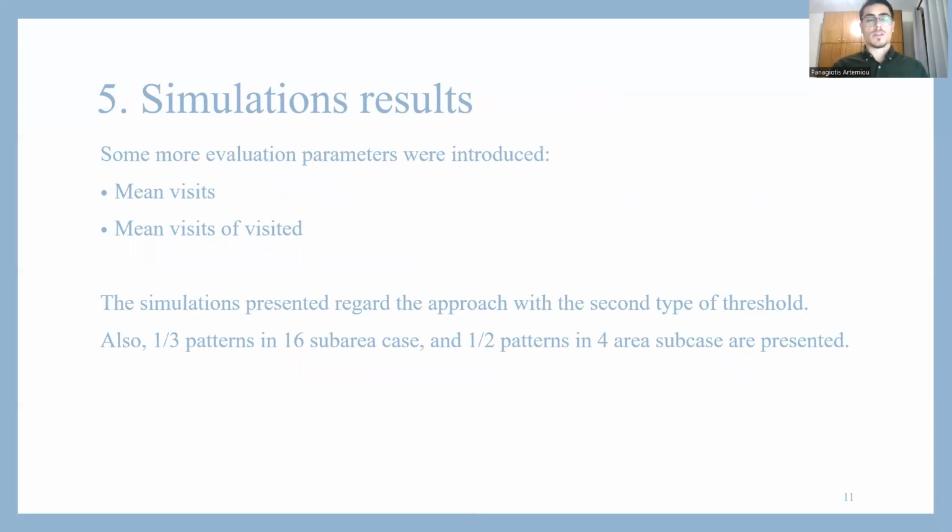The evaluations that I'm going to show you now regard the second type of threshold, because having the coverage as an evaluation parameter is more easily interpreted. And also one of the patterns is presented for the 4 and 16 sub-area case. And as you can see, we introduced two more evaluation parameters, the mean visits and mean visits of visited.